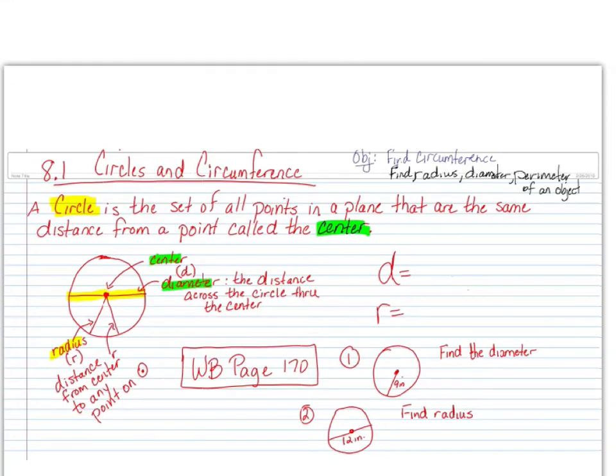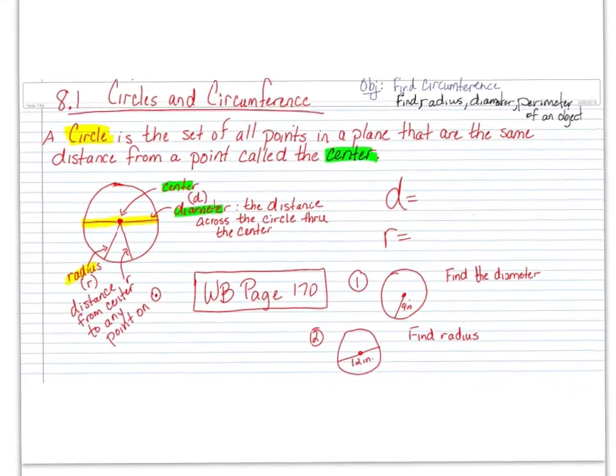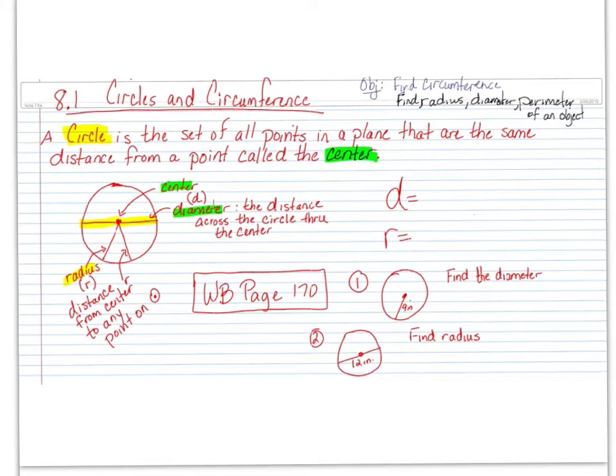Right, we're talking about circles and circumference today. Have we talked about this already? Yes. So by the end of the class, you guys should be able to find the circumference of a circle, and you should be able to find the radius, diameter, and the perimeter of an object. Remember, hold your finger up and show me what circumference of a circle is.